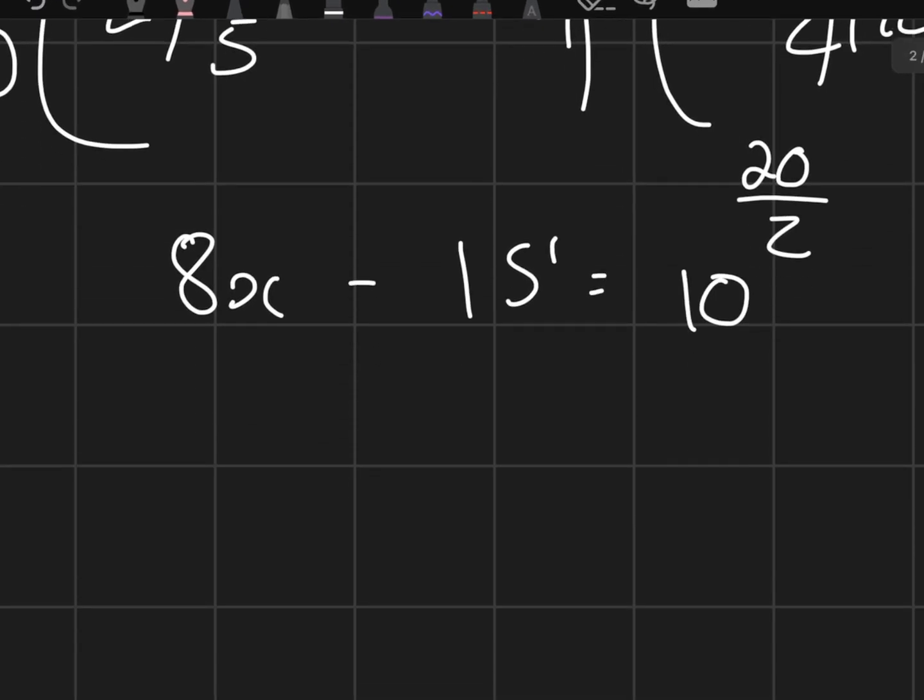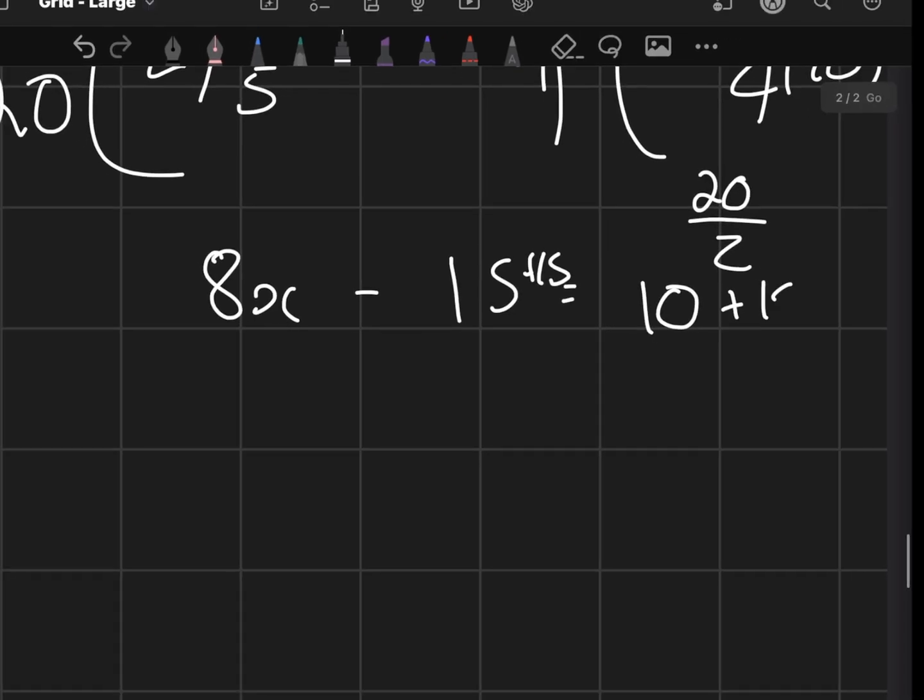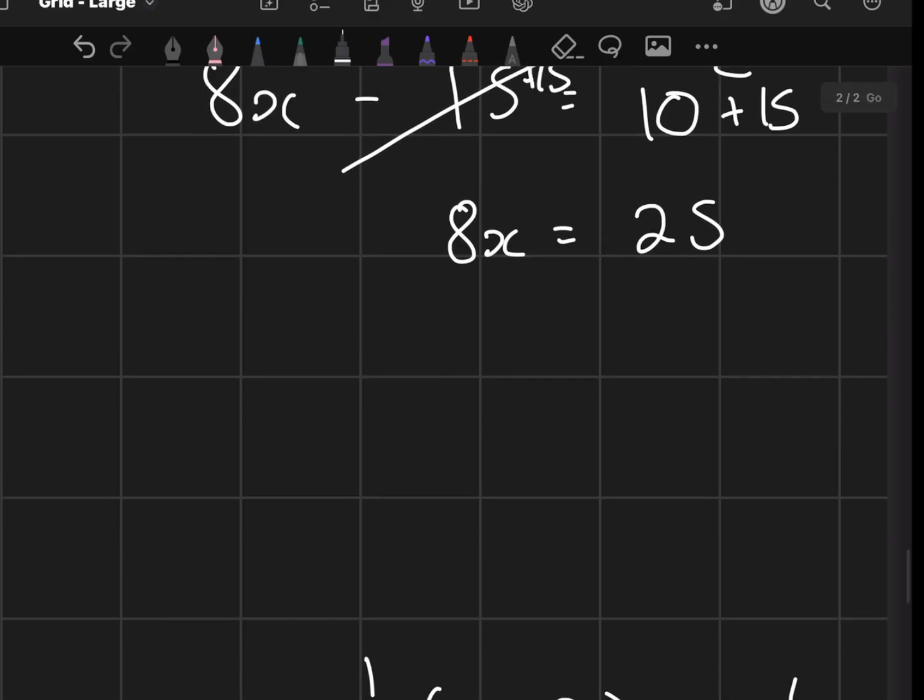From here, we add 15 on both sides to get us 8x equals 25. And these cancel out. From here, we divide everything by 8 to finally reach us 25 over 8.